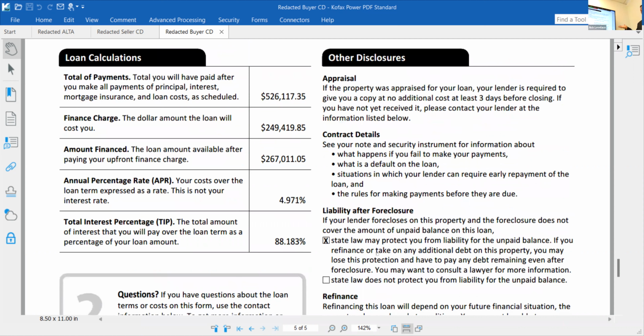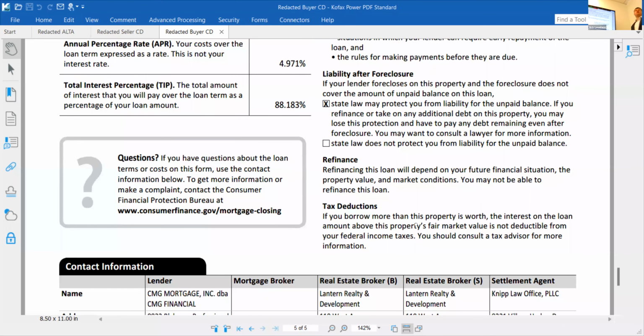They've already been made, these disclosures. They should have already received them, they already signed the appraisal disclosure. They're already aware of what happens if you don't make payments, what constitutes default, things like that. And the liability after foreclosure, this is with respect to potential deficiency judgment. What that is, the lender forecloses and they can't recover the full amount that's due on the loan. They could technically file for a deficiency judgment, which means they could file a lawsuit against the buyer to get the rest of what they're owed after foreclosure.